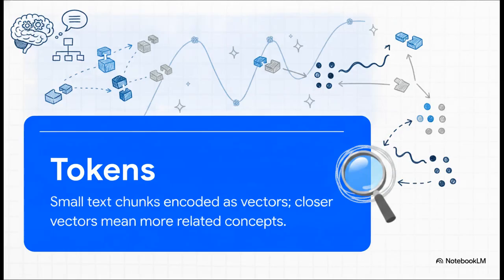Before an LLM reads text, it breaks words down into smaller chunks. These are your tokens. These tokens are then encoded as vectors. To put that simply, vectors are just lists of numbers that plot the token into a massive multidimensional space. And here is the cool part. The closer two token vectors are in this mathematical space, the more related their underlying concepts are.